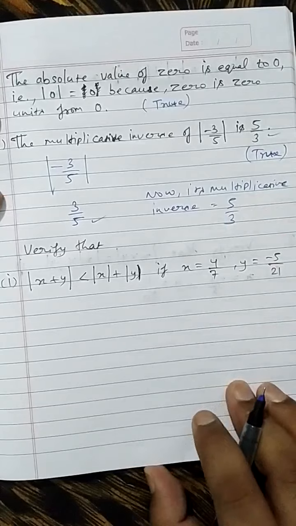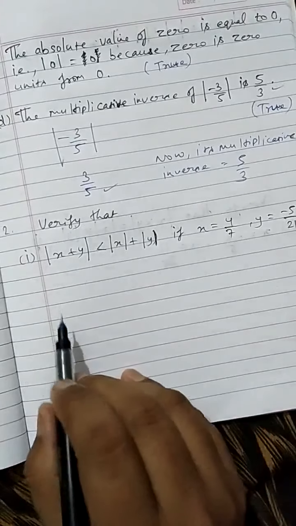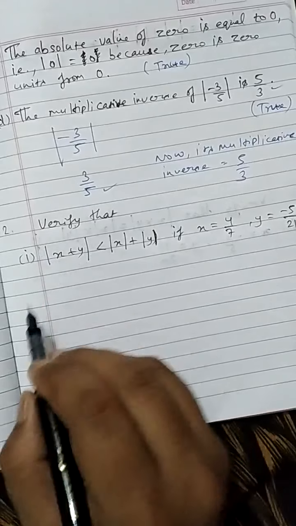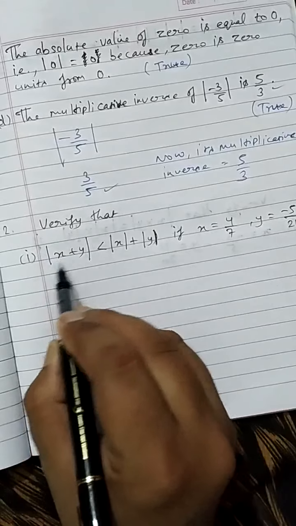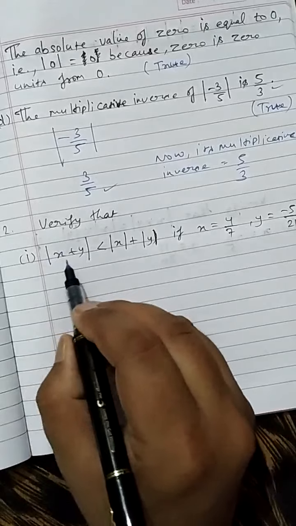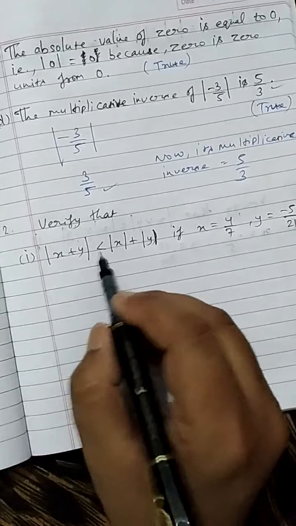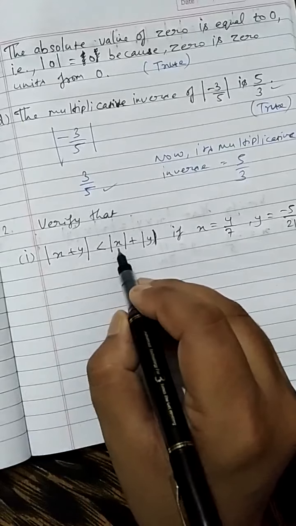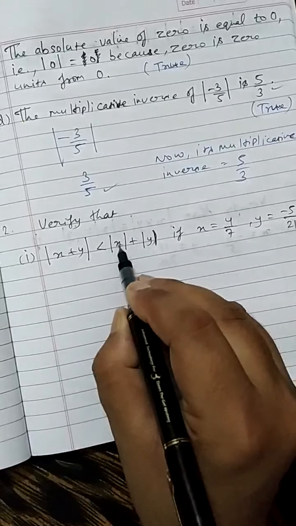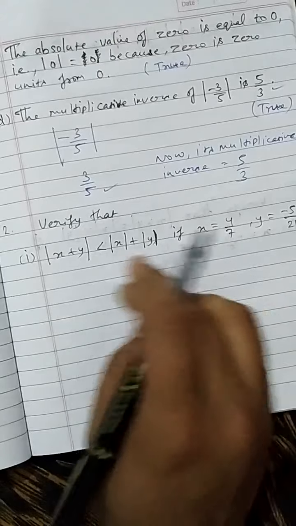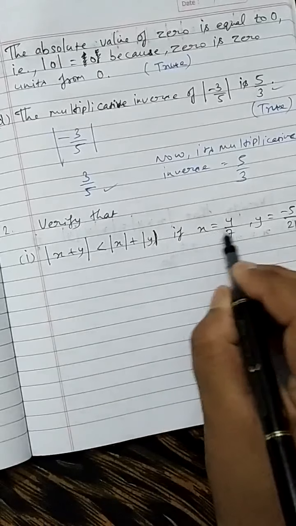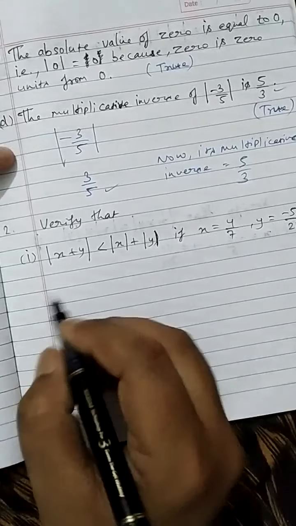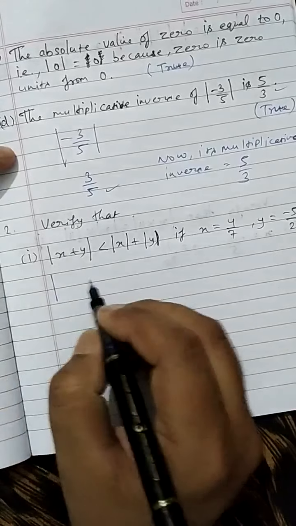Next, verify that the absolute value of the sum of x and y is less than the sum of the separate absolute values of x and y, if x is equal to 4 upon 7 and y is equal to minus 5 upon 21. So first we will put the values.